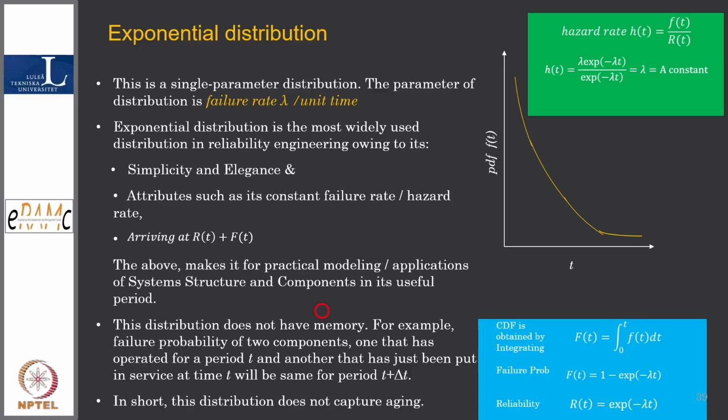Okay. And that is why this exponential distribution is also called constant failure rate distribution or constant hazard rate distribution. So, here we have this hazard rate. Hazard rate is nothing but the ratio of f(t) upon reliability. Hazard rate is f(t), which is lambda exponential minus lambda t, divided by exponential minus lambda t, and we get lambda, and this is a constant. So, this is also called constant failure rate distribution or constant hazard rate distribution.